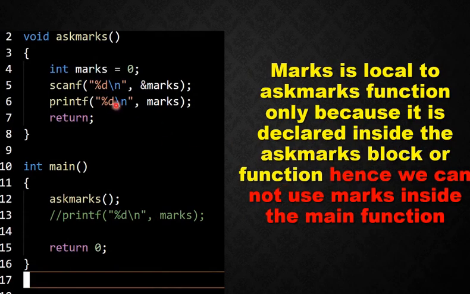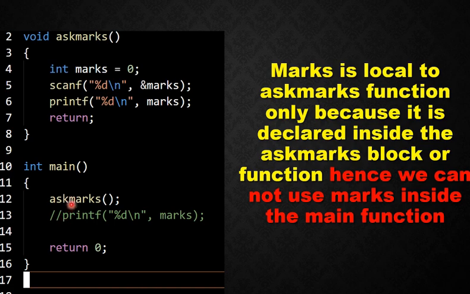So here I have an example. We have the int main function here, in which I am calling the askMarks function. The purpose of askMarks is that it will scan the value of the marks from the student and finally print the marks inside the askMarks function. After printing inside askMarks, we'll see whether we can also fetch the data stored in marks inside the main function or not. As of now that line has been commented out, because let's first understand this code completely.